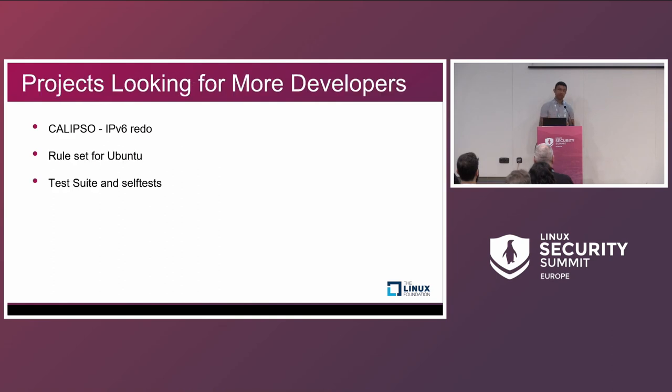There are some projects which need more manpower, in particular the support for IPv6, which was done before CALIPSO was available. So we are looking for developers to rewrite the code. And also there is an effort to have a SMACK policy for Ubuntu, but this lost the corporate funding, and we are looking for developers to continue this work. Finally, we are looking to extend the SMACK test suite to add more tests and to convert it to the kernel selftest infrastructure.